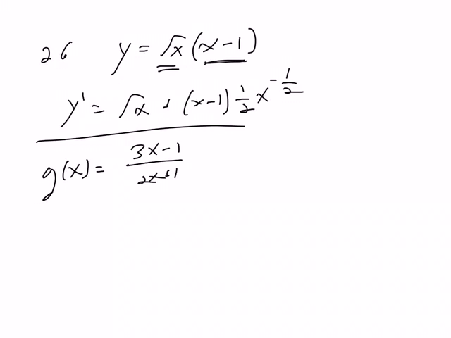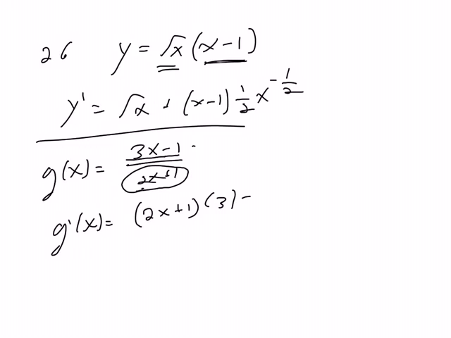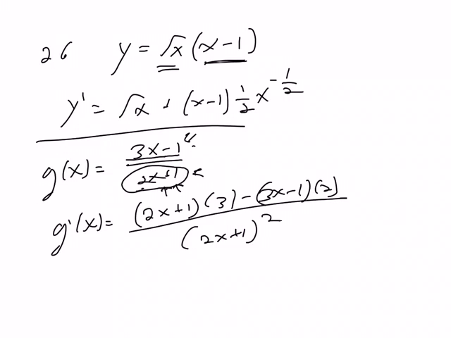Okay, next problem, 27, g of x equals 3x minus 1 over 2x plus 1. I'm just going to do this using the quotient rule. So g prime of x is equal to this times the derivative over here. So it's 2x plus 1 times the derivative of here, which is just 3, minus this times the derivative of that. So 3x minus 1, derivative of that is 2, over this squared, so 2x plus 1 squared.